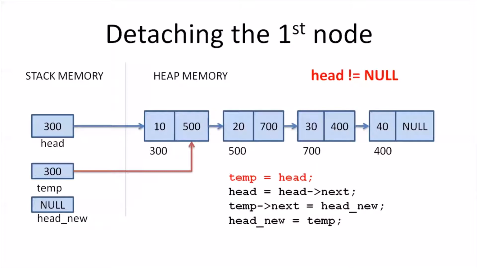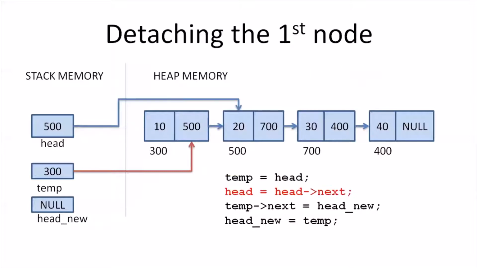After this, we execute the next statement, that is head equals head arrow next. This means that head will now shift from the first node to the second node. Thereby, the head will now hold the address 500, which is the address of the second node. This is also a part of the detachment of the first node. After this, we move on to the third statement, that is temp next equals head new. This means that whatever is there in head new will now get stored in temp next. This means that temp next now holds the value null. Therefore, as you can see, we have completely detached the first node from the linked list.